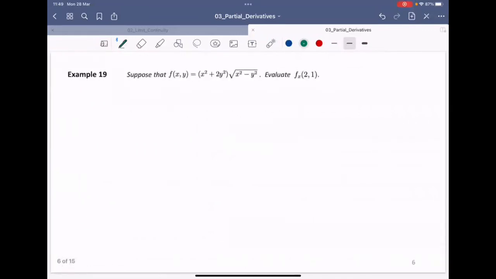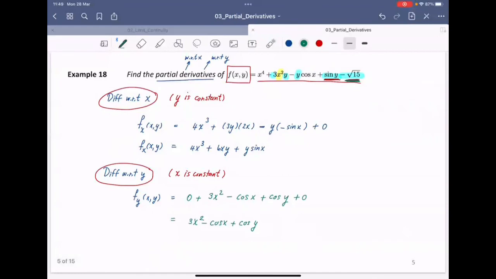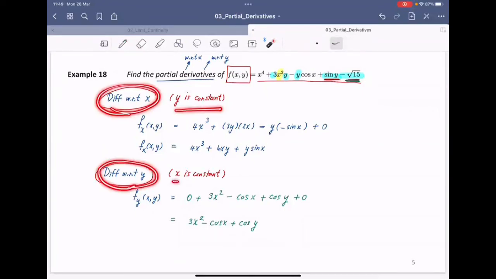We're gonna look at more and more harder examples. You're gonna see that this time you have to use the chain rule, and the product rule more, but this is a simple function. The idea of the differentiation is: if you want to differentiate with respect to x, keep y constant. If you want to differentiate with respect to y, keep x constant.